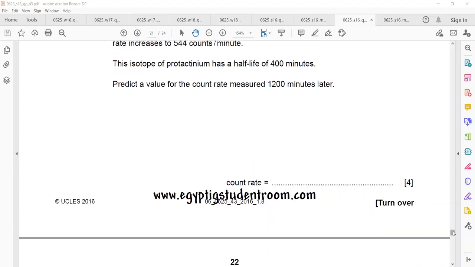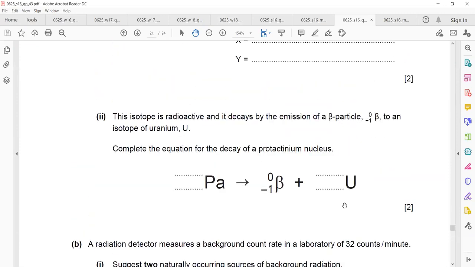So this is the last part for today's class, in which we discussed atomic physics questions.